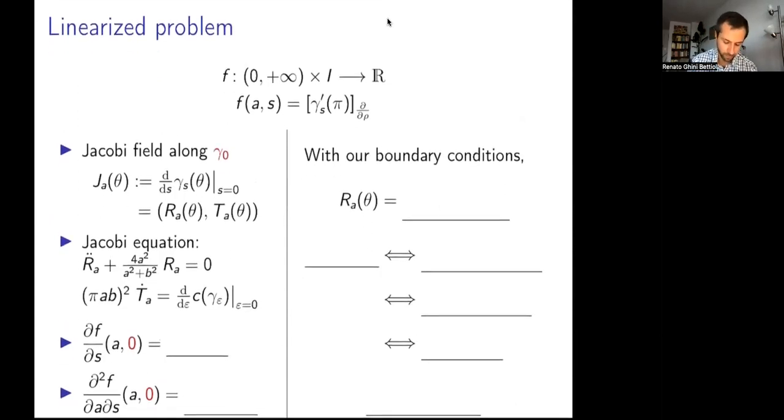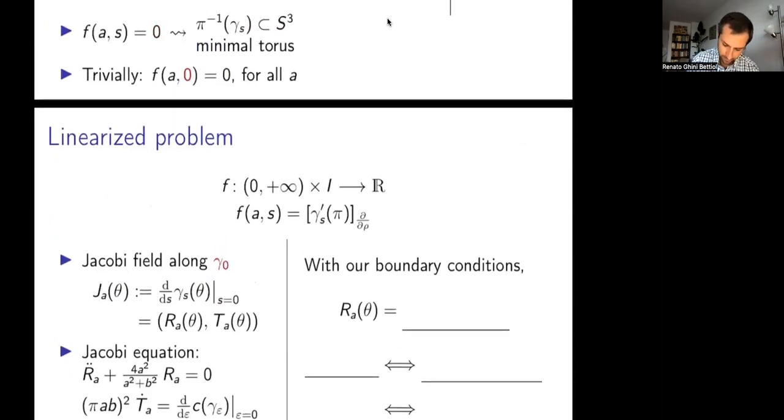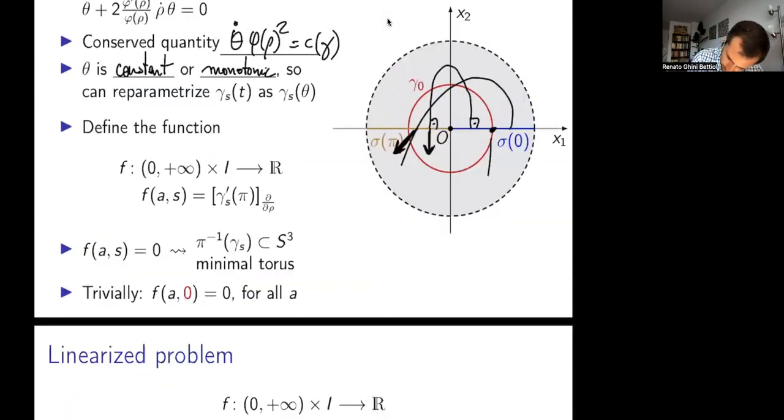And the linearized problem here, again, will have something to do with endpoint values of Jacobi fields. So let's say J_A theta is the Jacobi field along the geodesic gamma_S. Gamma_S is the geodesic leaving from rho_S. So this is gamma_S, this is rho_S, and the red geodesic always leaves from rho_0. I guess I have gamma_0 there, but anyways, so this is rho_0.